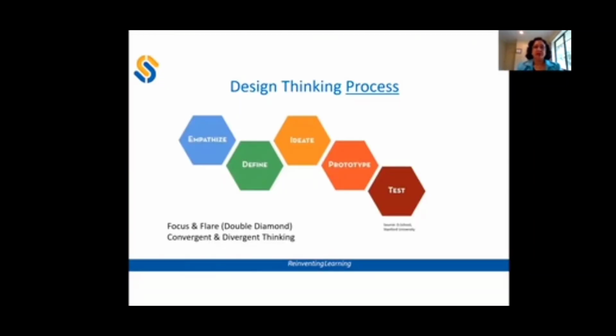Here's a reminder of the process, and we have empathize, define, ideate, prototype, and test. And as I mentioned in the last session, the whole process involves convergent and divergent thinking. So convergent is when you focus down and narrow. Divergence is when you go wide and flare out and think of different ideas.